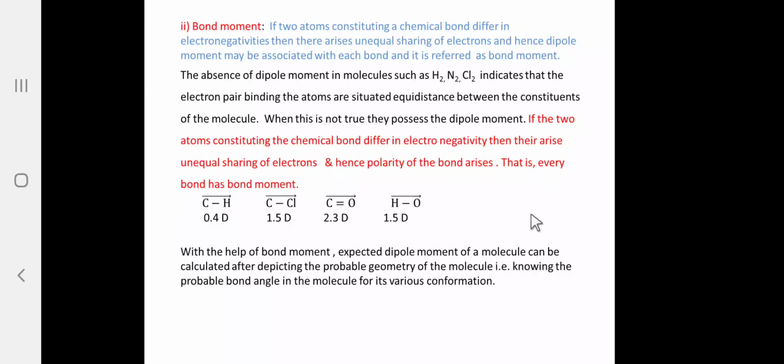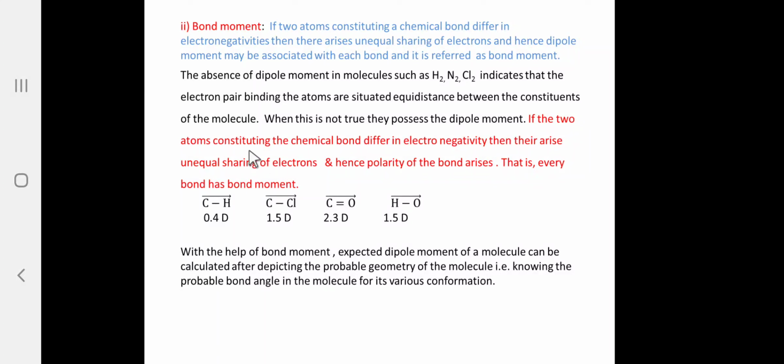Then the second one is the bond moment. If the two atoms constituting a chemical bond differ in electronegativities, then there arises unequal sharing of electrons, and hence a dipole moment may be associated with each bond, and it is referred to as the bond moment. In the absence of dipole moment in molecules, for example H2, N2, Cl2, mu is equal to 0. It indicates that the electron pair binding the atoms is situated equidistant between the constituents of the molecule. When this is not true, such molecules possess a dipole moment.